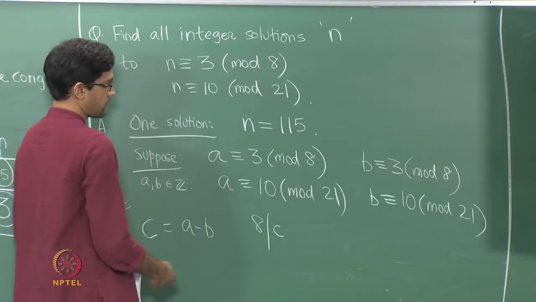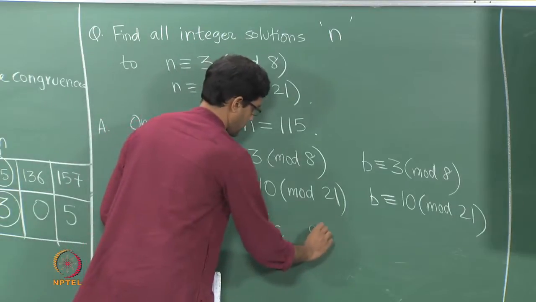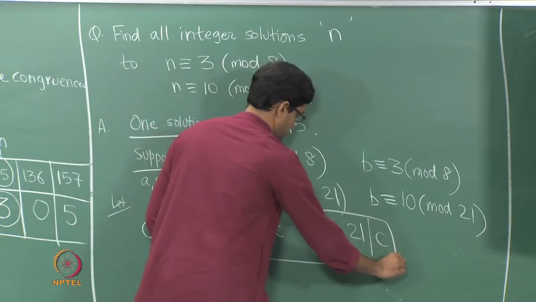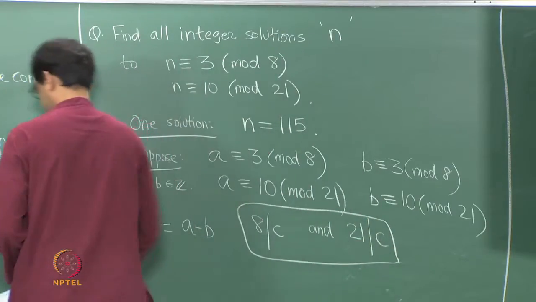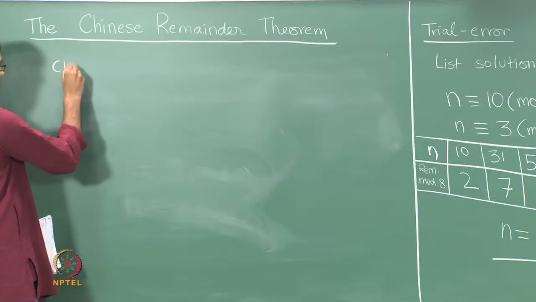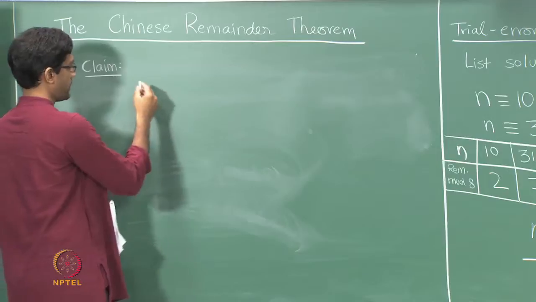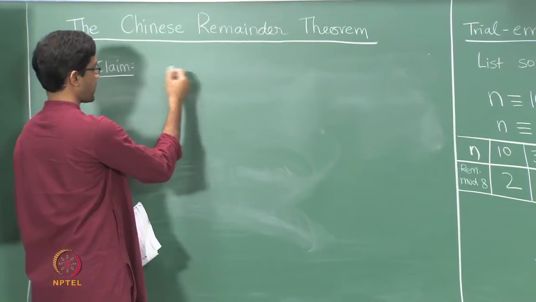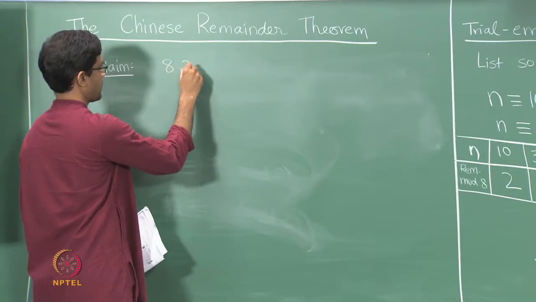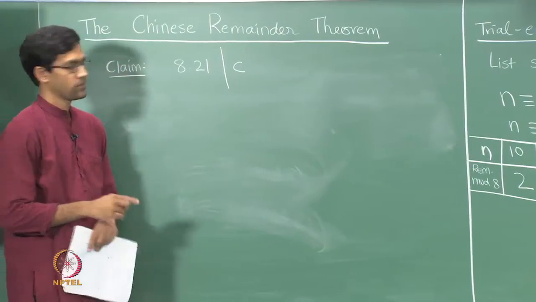Similarly, A and B give the same remainder on division by 21, which implies A minus B must be a multiple of 21. So there are two properties that C satisfies: C is divisible by 8 and by 21. Now let's see what this implies about C. We claim that the fact that it's divisible by both 8 and 21 implies that C is divisible by the product of 8 and 21. So the claim is that 8 times 21, that's 168, in fact divides C. C is a multiple of 168.